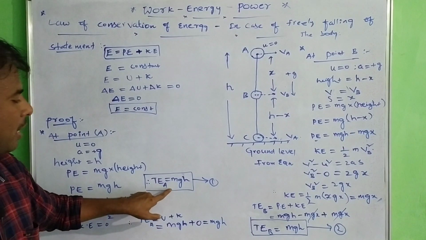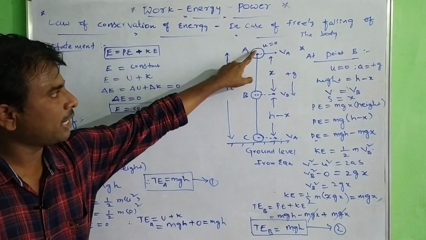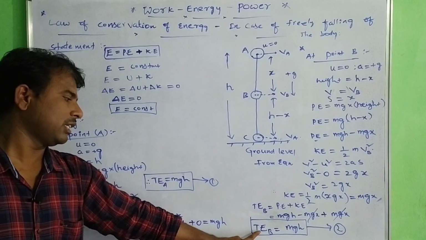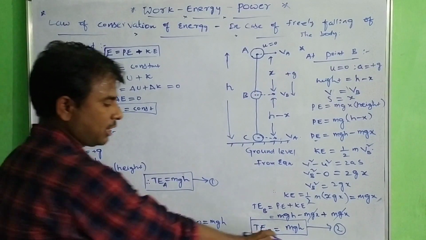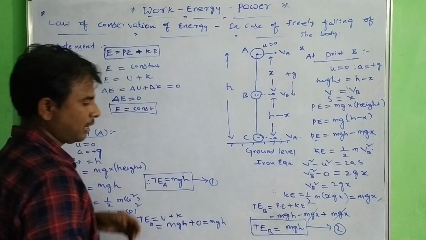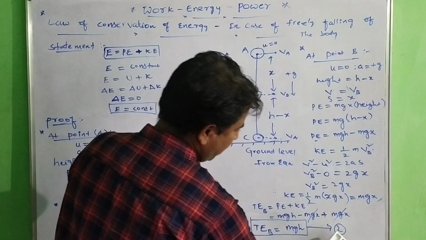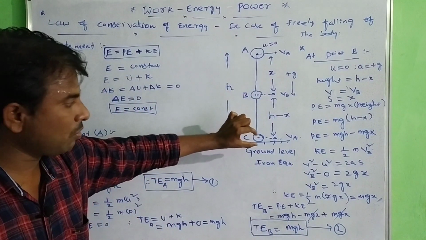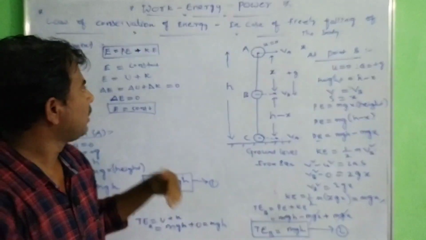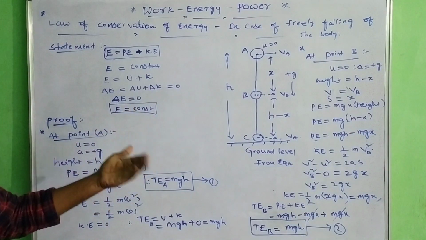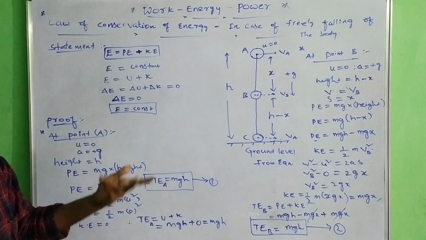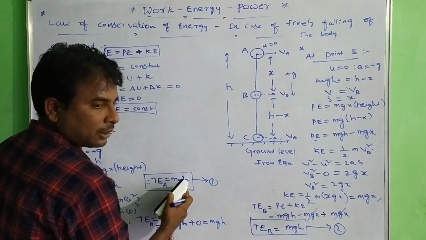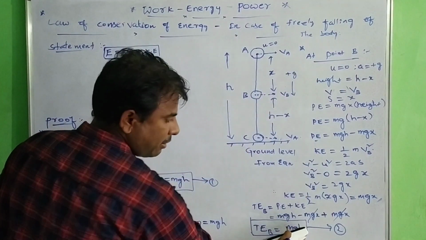First, total energy at point A is mgh. At point B, calculating the potential energy, the total energy equals mgh. And now the third point, which is C. Point C is ground level, where the height is taken to be 0. Displacement at point A is equation 1, and at point B is equation number 2.